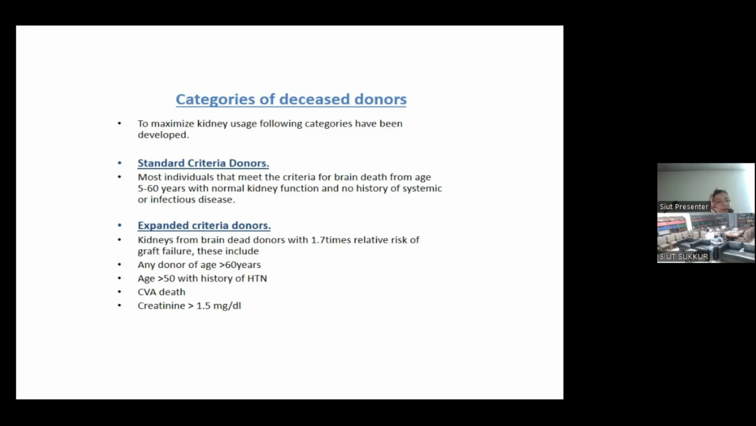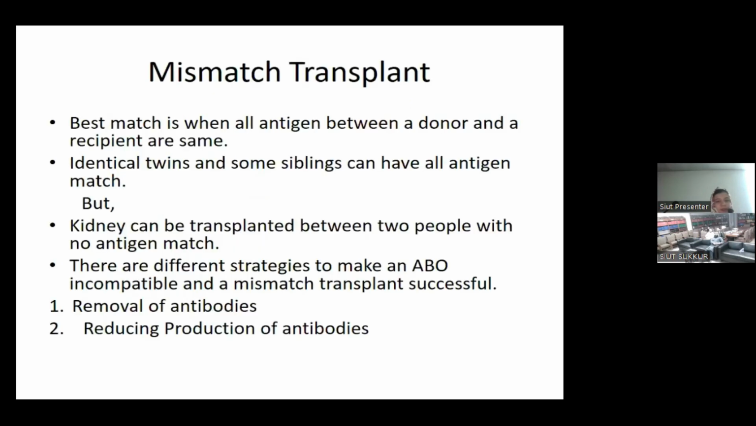The expanded criteria of the donors is that kidneys from brain dead donors with 1.7 times relative risk of graft failure. These include any donor of age more than 60 years, or age of more than 50 years with history of hypertension, CVA, that is cerebrovascular accident, as the cause of death, and creatinine more than 1.5 milligram per deciliter in the diseased donor. So there is 1.7 times more risk of graft failure in these expanded criteria donors.